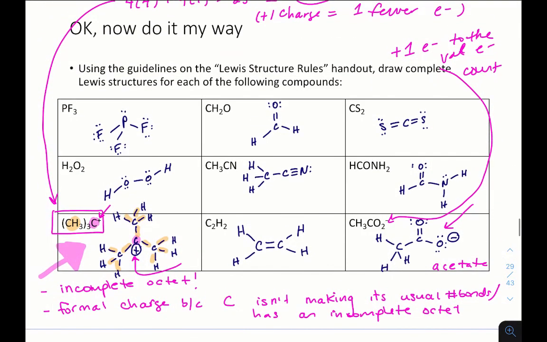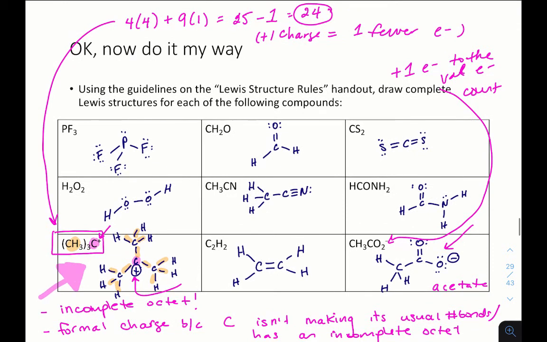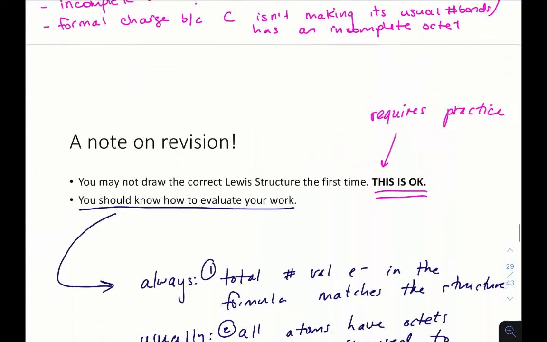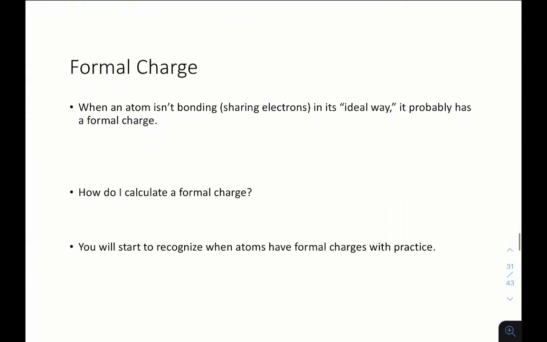Let's revisit this idea of formal charge. So we saw carbon had a positive formal charge on it and the tert-butyl cation, that's the name of that ion. And in acetate, we had a formal charge on oxygen. One of your goals today is to draw Lewis structures with the correct formal charge. When an atom isn't bonding, in other words, sharing electrons, in its ideal way, it probably has a formal charge, just as we saw for acetate and the tert-butyl cation.